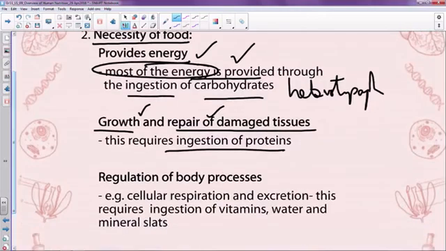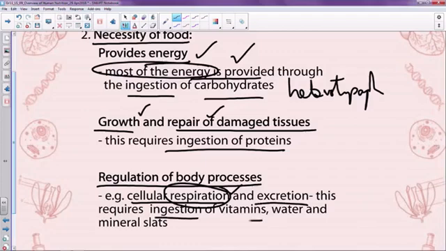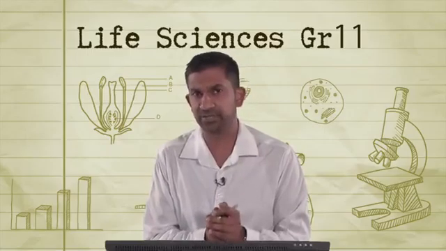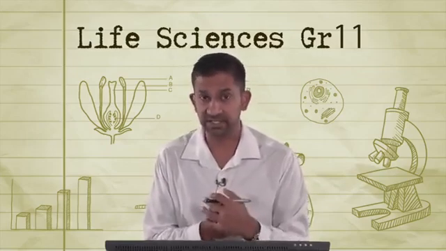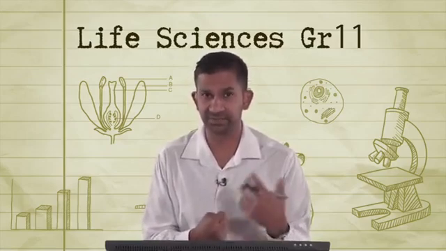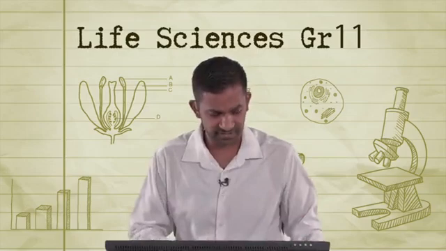And then finally, it's important in the regulation of body processes. Guys, we need energy for cellular respiration, and that essential energy that comes from your plant material provides the building blocks for respiration to occur, as well as excretion. This requires ingestion of vitamins, water, and mineral salts. So when we look at the essential process of nutrition, it is vitally important that we understand that this is the way the body collects energy, uses that energy to build up, to repair, and to sustain the metabolic activities of the body.